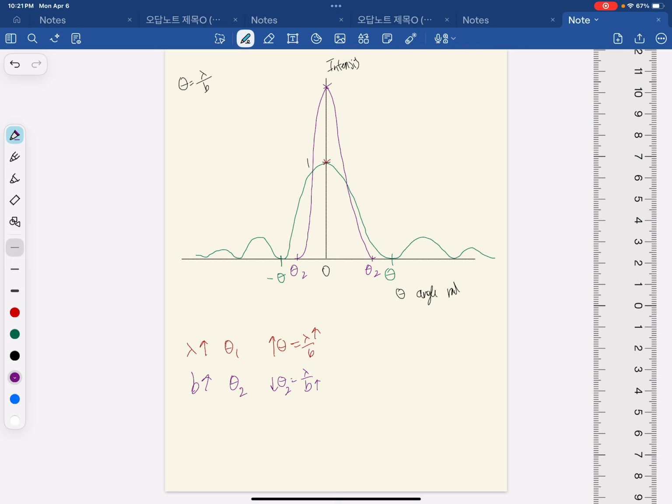Okay, what about the secondary maxima? The secondary maxima will also have greater intensities because more photons are entering than before. So we're going to have something like this. And then it's going to tail off like normal. And that's about it. That's it for single slit diffraction. Thanks.